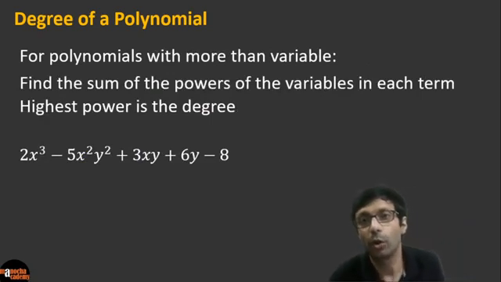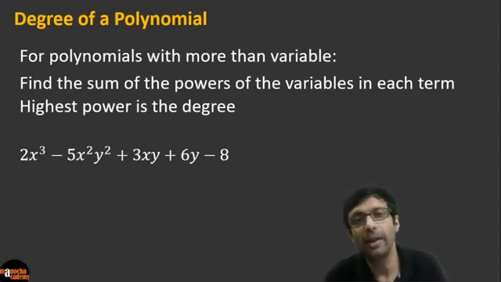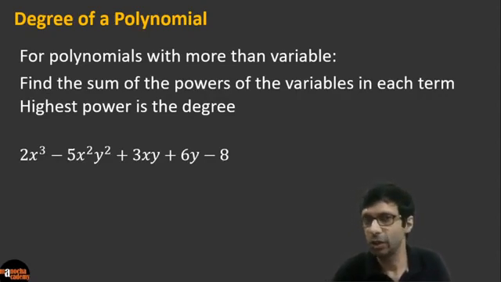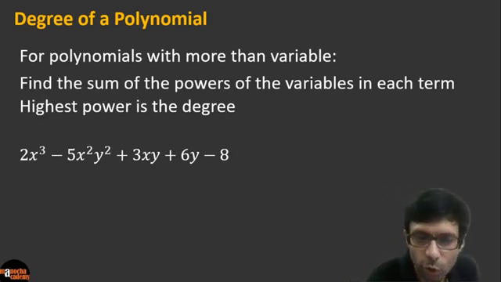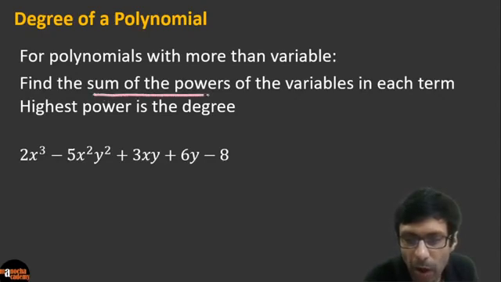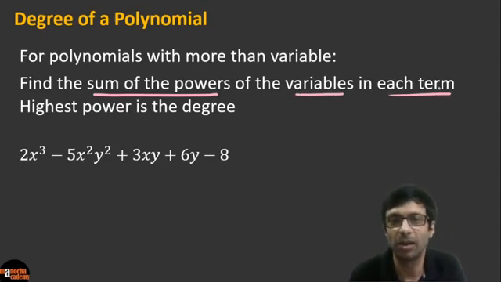Now if you have polynomials with more than one variable, so sometimes you might see this in your books, right? So can you see this example over here? It is a polynomial in x and y. So not just one variable, there are two variables here. So how do you define the degree of that? So what is the technique? Let me show you. The definition is, you need to find the sum of the powers of the variables in each term, right? And then the highest power is going to be the degree.